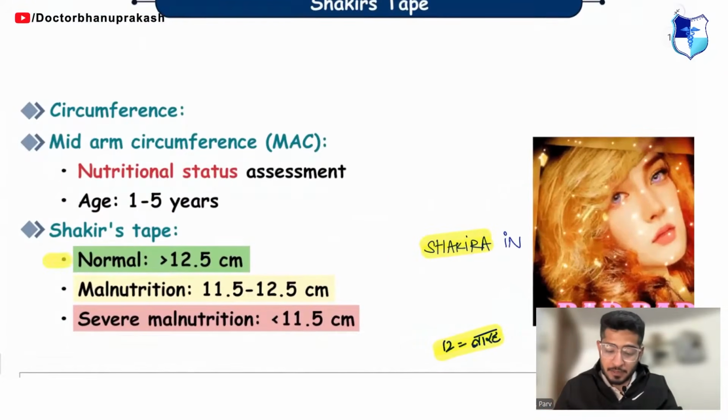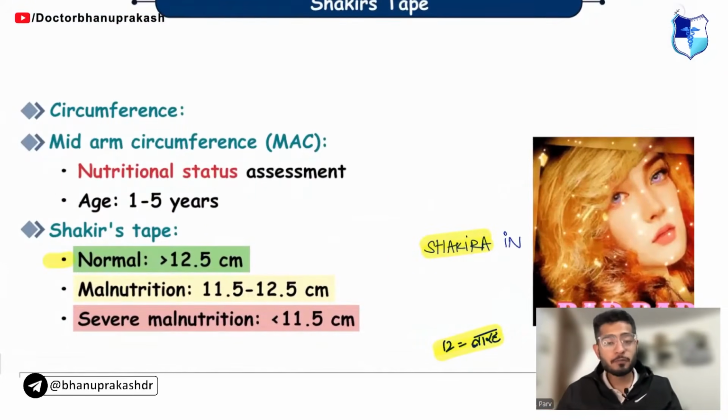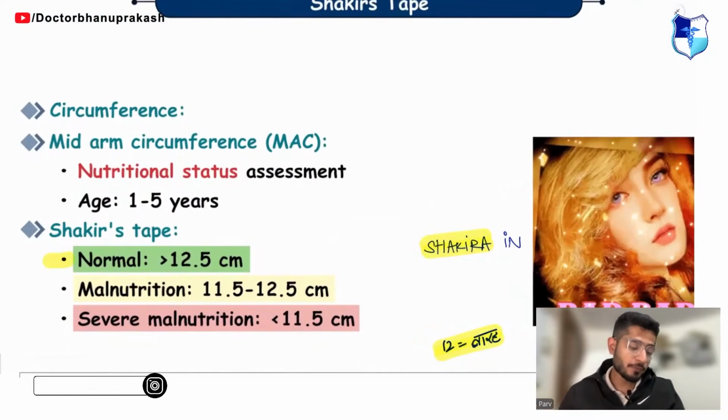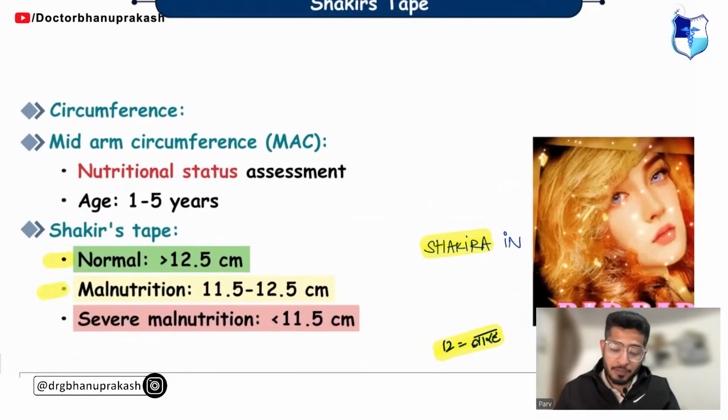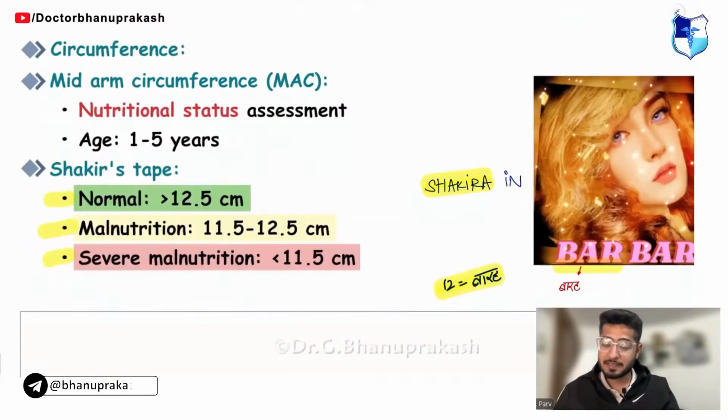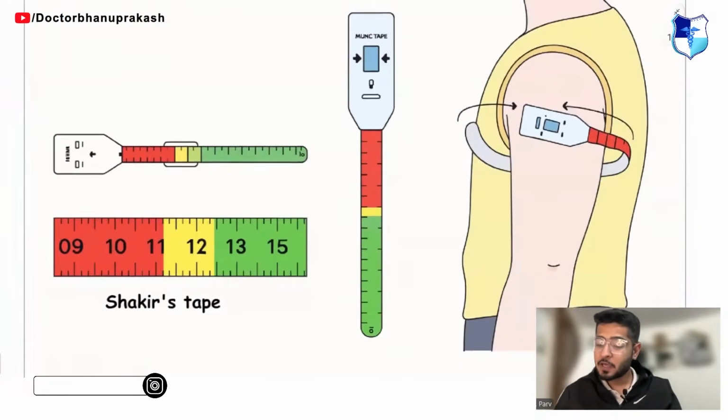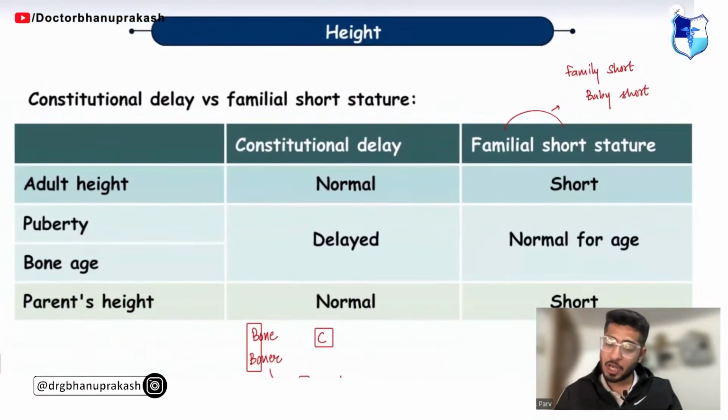So 12 means normal, it is more than 12.5 centimeter. More than 12.5 centimeter is normal. Malnutrition is going to be 11.5 to 12.5, and severe is going to be less than 11.5. So this is the Shakir's tape.